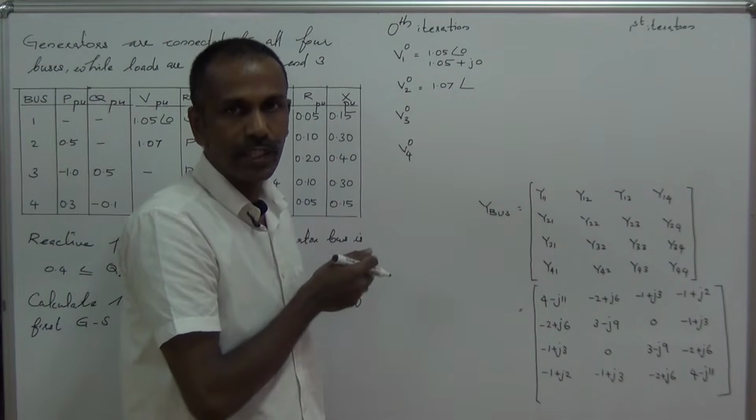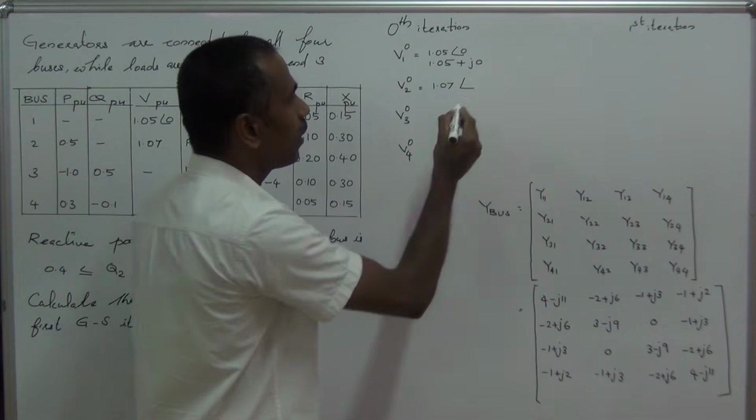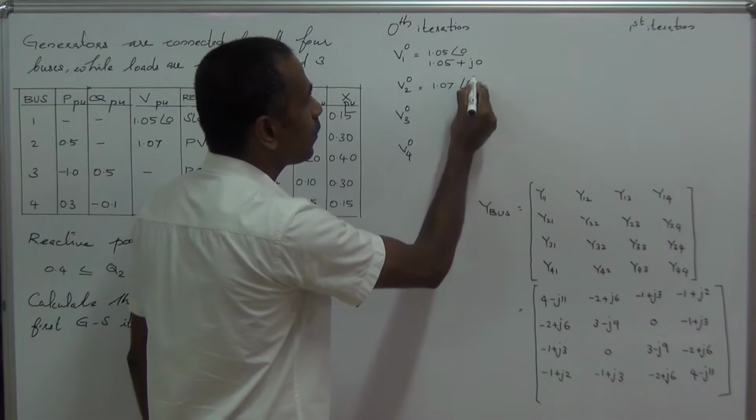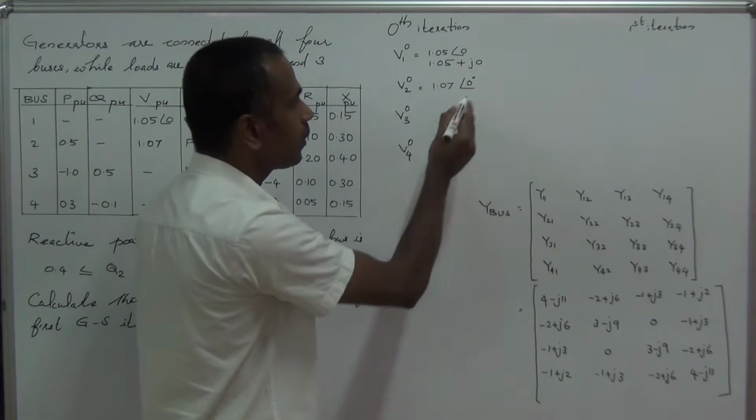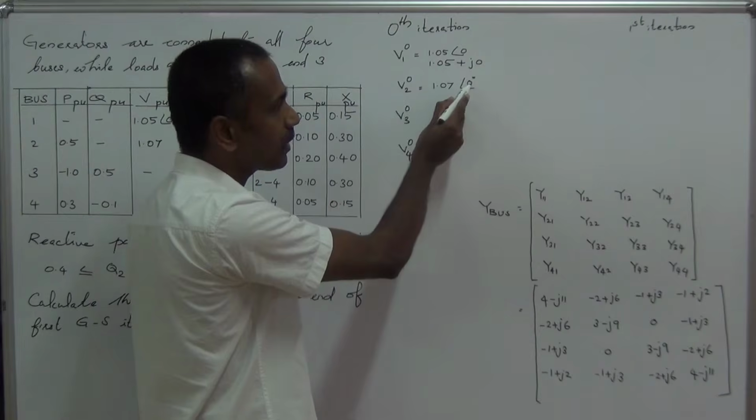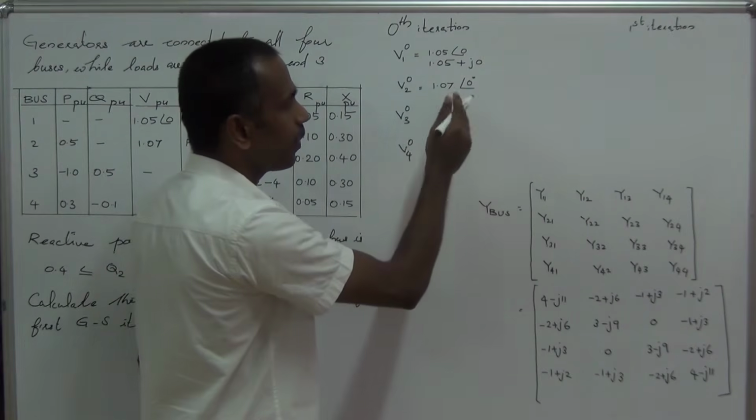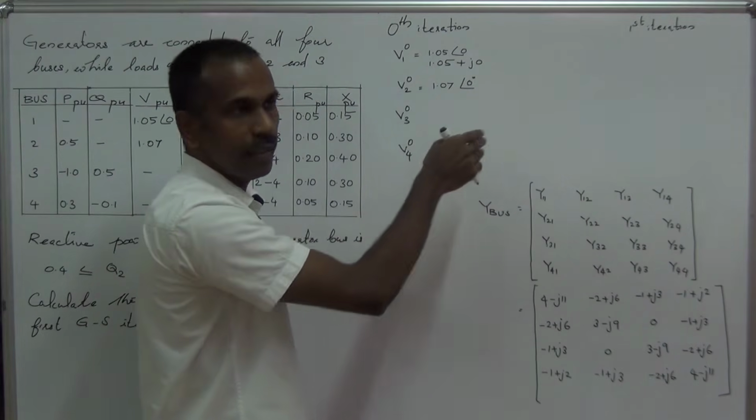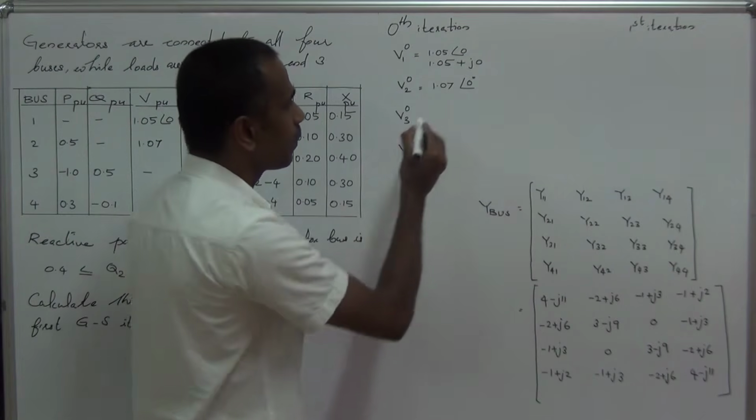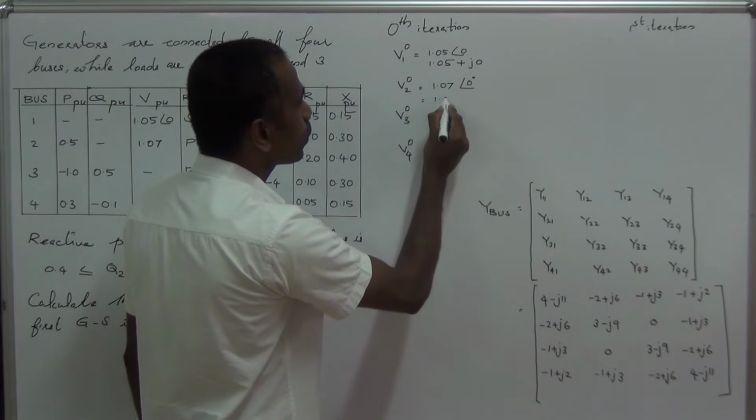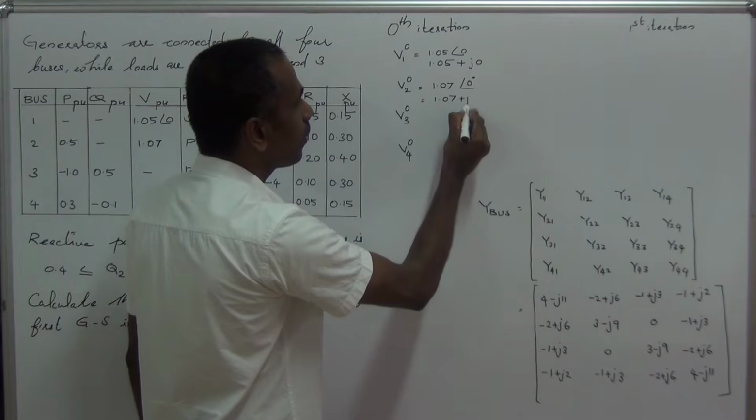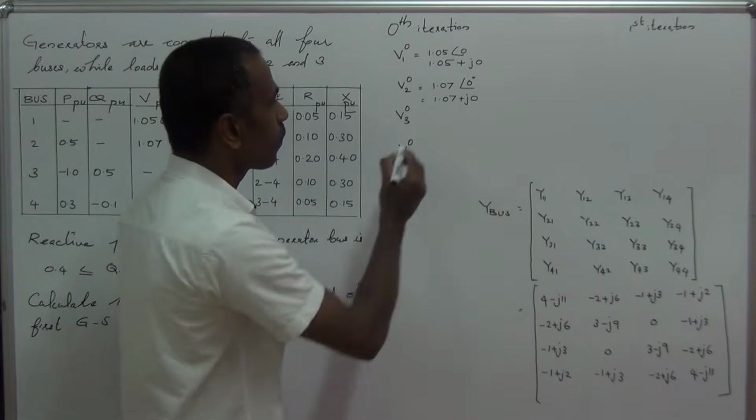But as it is an iterative method, we have to assume a value. Let me assume that this is 0. This is my assumption, not the given value. So we will find out this delta in the first iteration. This can also be written as 1.07 plus J0.